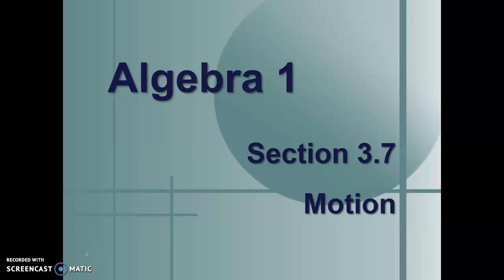Hey guys, this is Mrs. Harbin, and this is Algebra 1. We are looking at section 3.7, which involves motion problems.